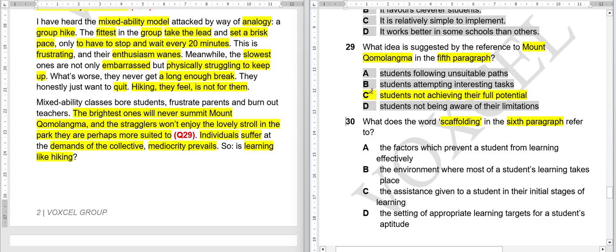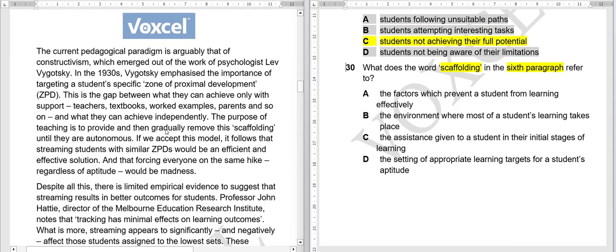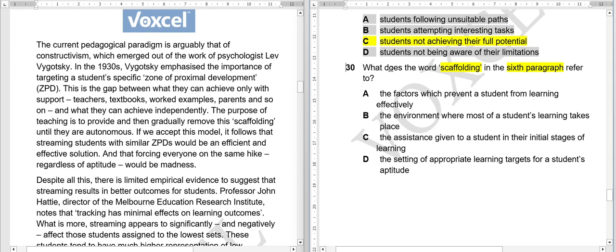Now, do we need to read the other sets of questions? No, because there is no mention of Professor John Hattie and that Vygotsky name. There is no mention of that. So we don't have to worry about that. I hope it is clear. Now, the sixth paragraph, and we know the 30th answer is in this particular paragraph. What does the word scaffolding in this sixth paragraph refer to? So we have to find this particular word and what it means in this paragraph.